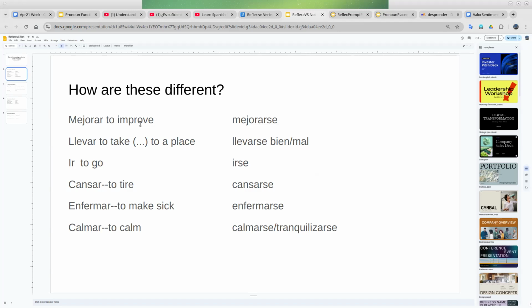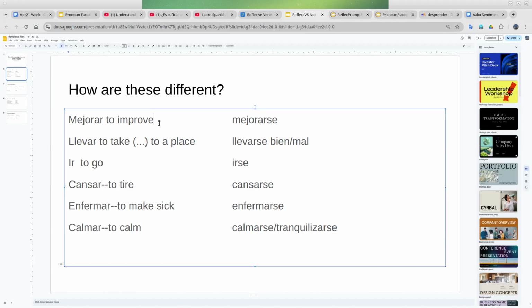No, there are certain verbs that will never be reflexive, like llover, to rain. It's not reflexive. Nevar, to snow, can't be reflexive. But there are many, many verbs that might be possible to turn into a reflexive. And we're going to take a look at some of those now, so you can kind of be mentally prepared.